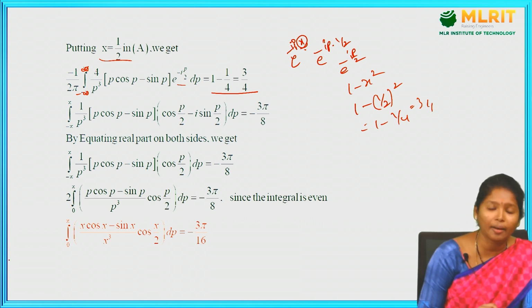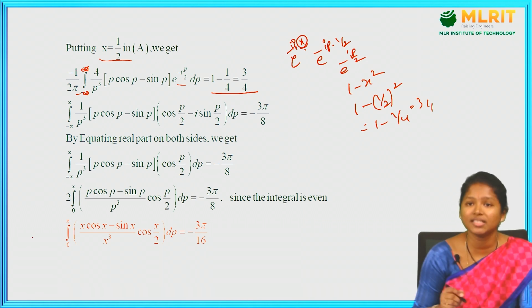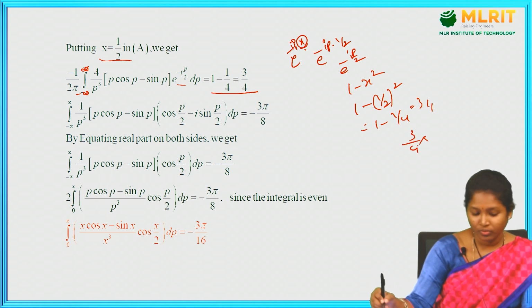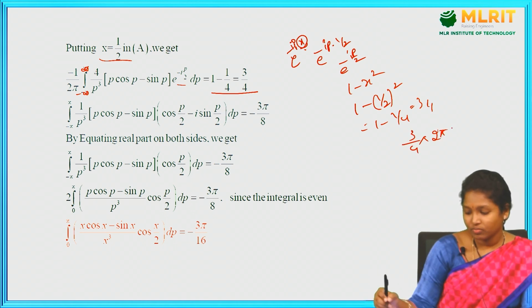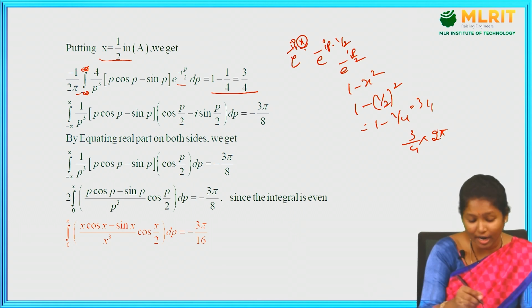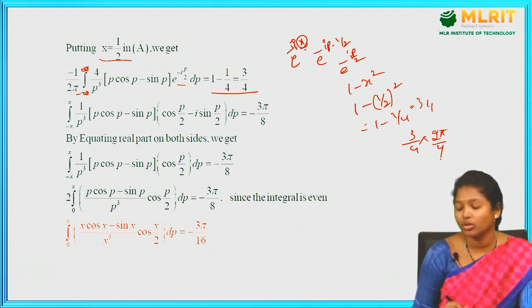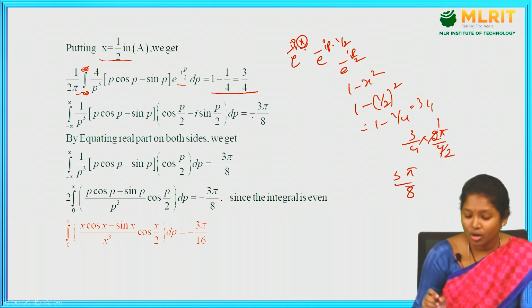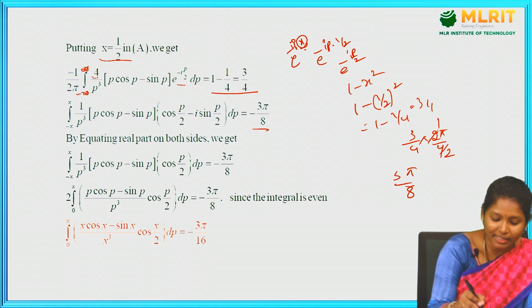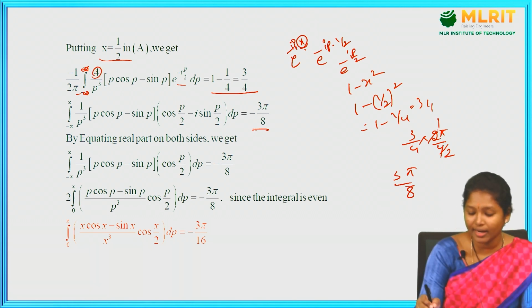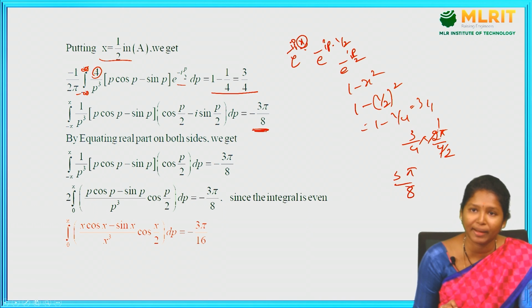This is the result. Here 1 by 2 pi is constant, so I am taking it to the other side, meaning the right hand side. We will get 3 by 4 into 2 pi, so I will get 3 pi by 8, and 4 is also taken out. So I am taking out 4 and 1 by 2 pi to the right hand side, and I will get minus 3 pi by 8 on the right hand side.